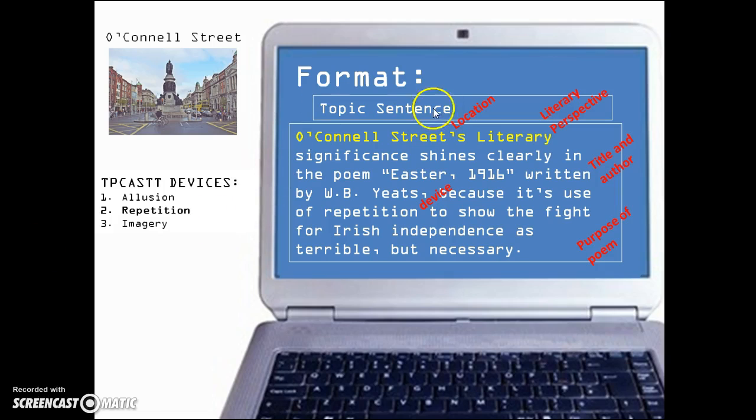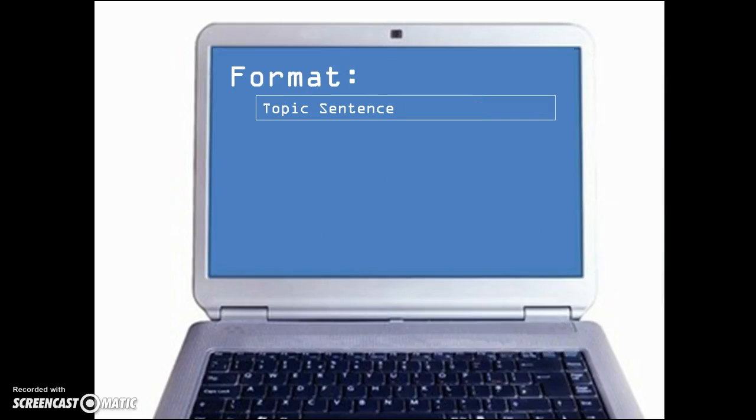Make sure to say the location you're writing about, the perspective you're taking, in this case literary. Make sure to say the title and the author. Make sure to name the device you're going to use, and then follow with the purpose of the poem. Feel free to use this topic sentence as a template that you can use to write your own. Now, pause this video and write your topic sentence, and when you're done, you can move on to the next sentence.